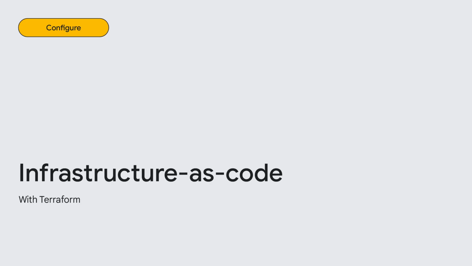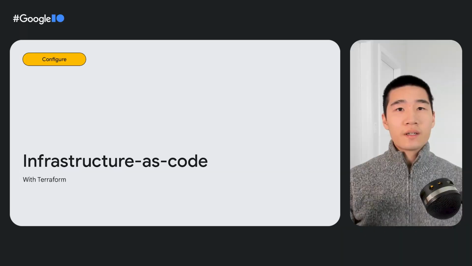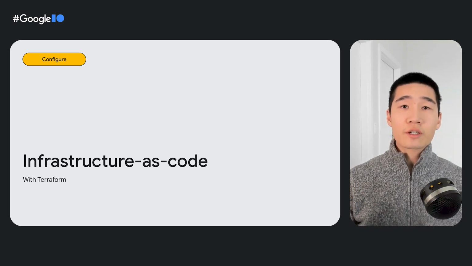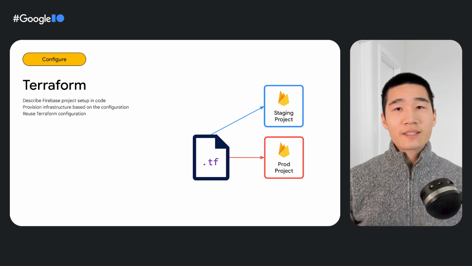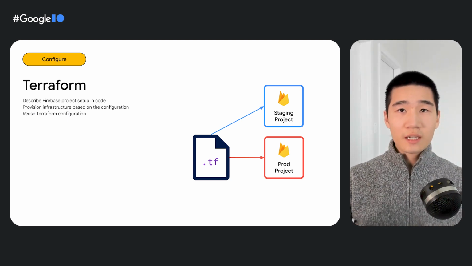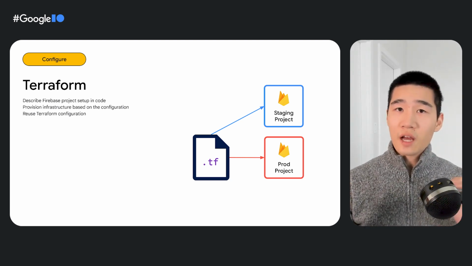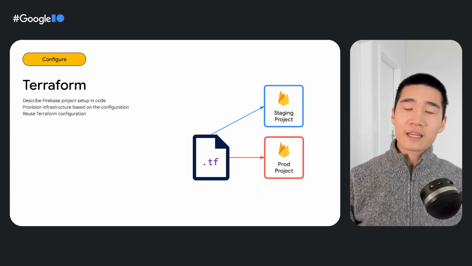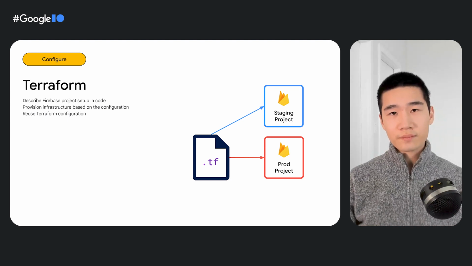Introducing Firebase integration with Terraform. Terraform is an open source tool from HashiCorp for managing infrastructure as code. This means Sally can describe her prod project in code and reuse the code as often as she likes to set up similarly structured projects. Let's see how Sally's prod project might look in a Terraform configuration.